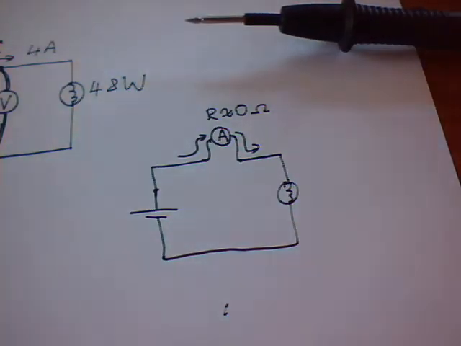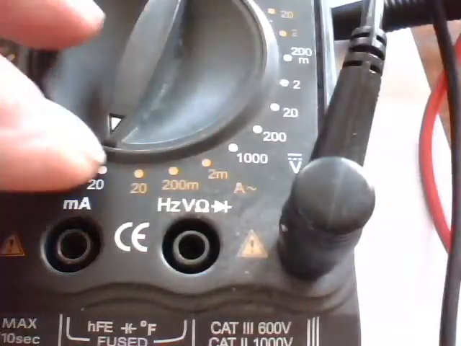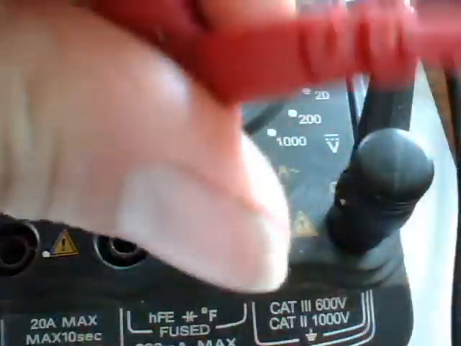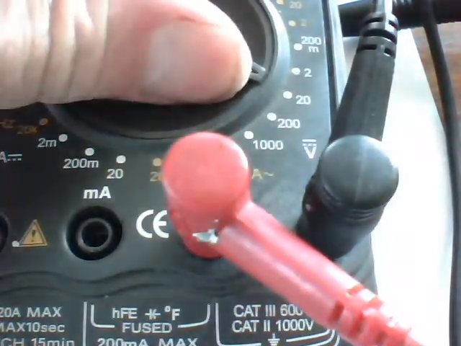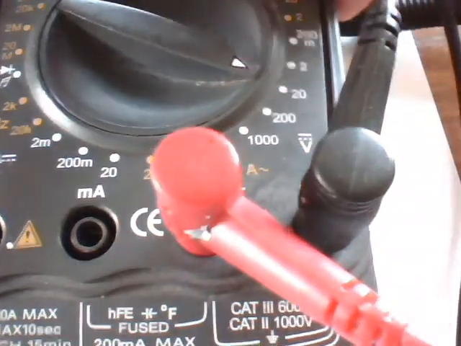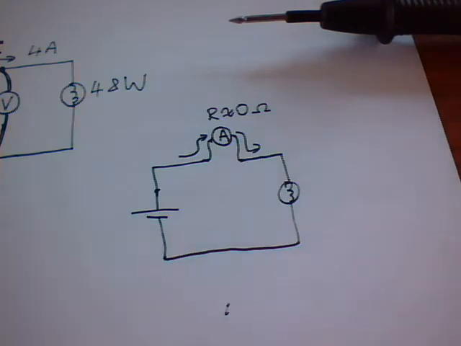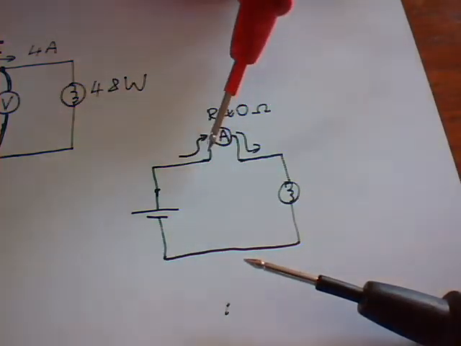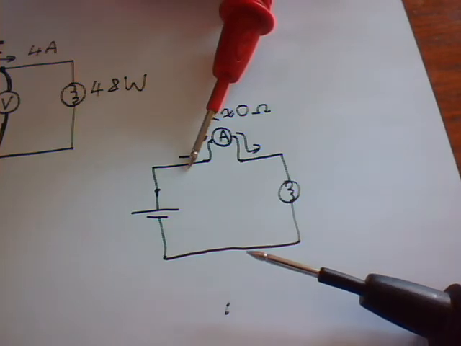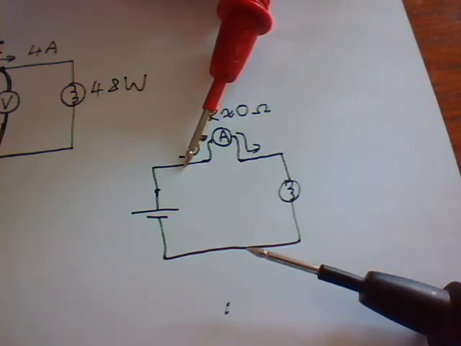If you're measuring voltage, then you would move the input into that one, change it to the range of the voltage that you're going to measure. I've put 20 volts on this one, and then you would connect your probes like so. So then you'd be measuring the voltage across that.